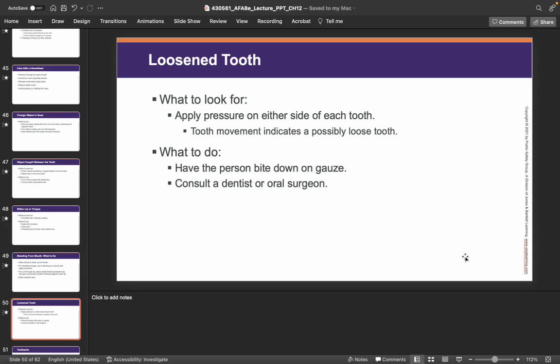If somebody has a loose tooth, you're going to want to put pressure on either side of the tooth, okay, to help with bleeding. You can have the person bite down on gauze. If it's super loose, you're then going to want to have them consult a dentist to see if they can get it fixed.